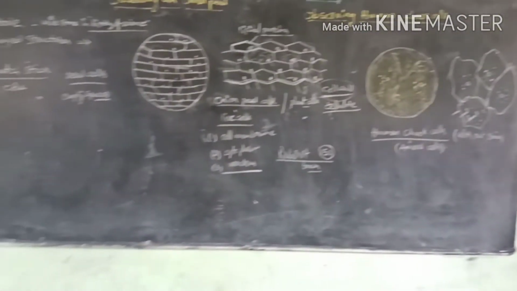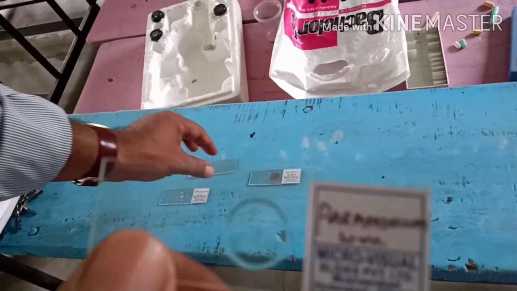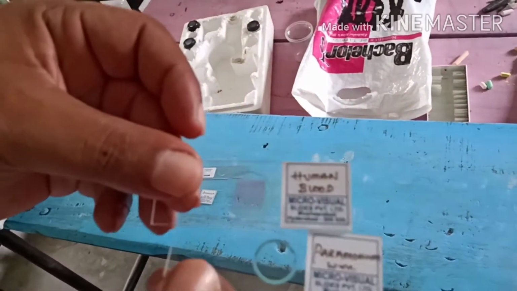Okay, thank you children. Now we are going to collect some of the specimens. This is called a paramecium. Paramecium is a single cell organism. Next, this is the human blood. This is the human blood specimen.